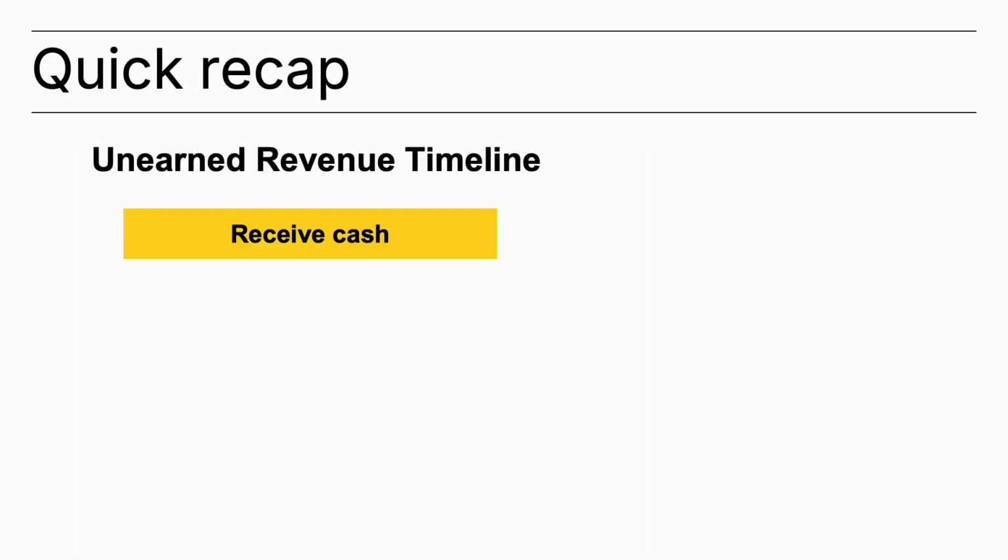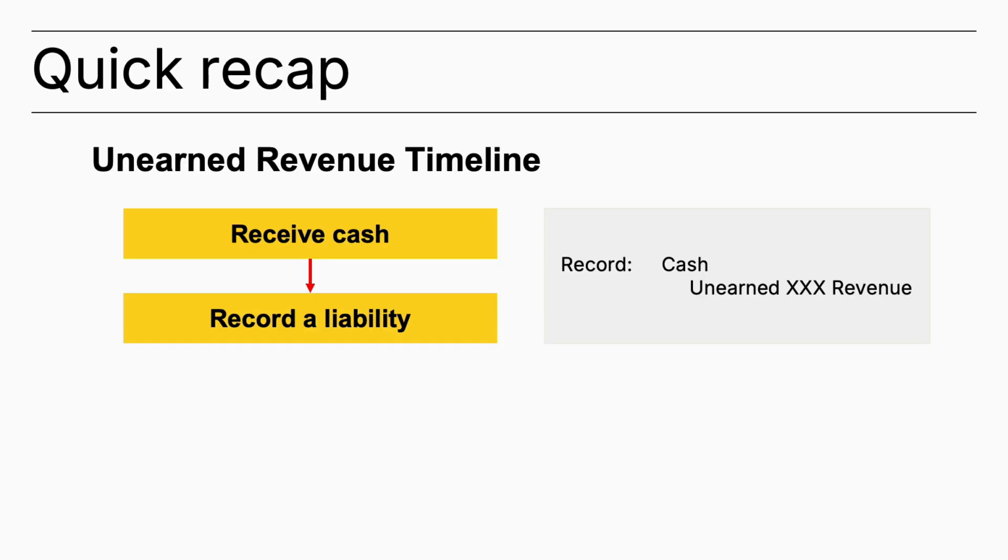Let's quickly summarize the process now. First, the business receives cash from the customer. Since the goods or services haven't been provided yet, the business records a liability. That's why the initial journal entry is debit cash and credit unearned revenue. The X simply represents the type of revenue. For example, it could be unearned consulting revenue, unearned rent revenue, or unearned subscription revenue, depending on the business.